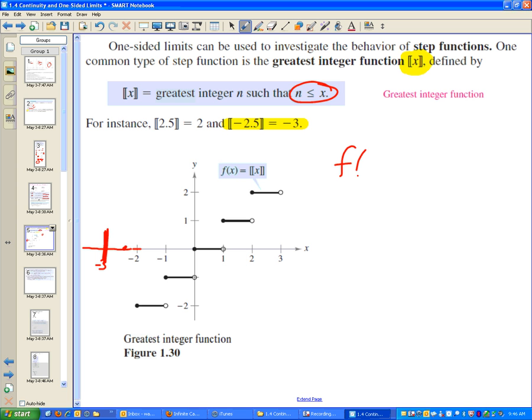So you would write it like this. F of x equals the greatest integer of x. And then the greatest integer of a number is the greatest integer less than or equal to that number. So the greatest integer of 7.2 is 7. The greatest integer of negative 0.1 is negative 1. Okay? All right. So step functions, discontinuities.